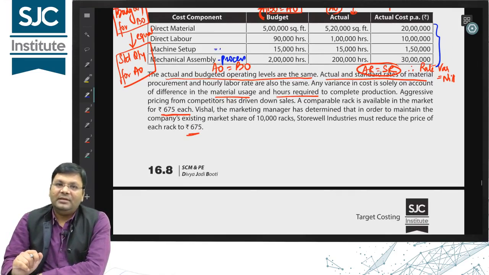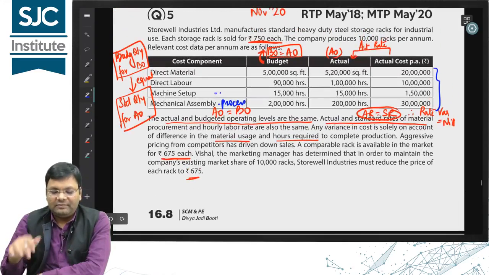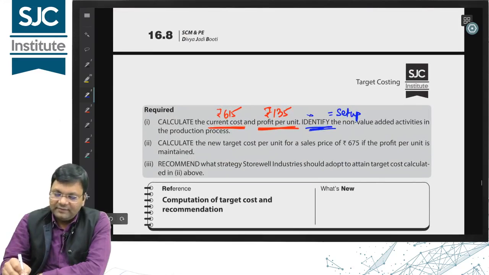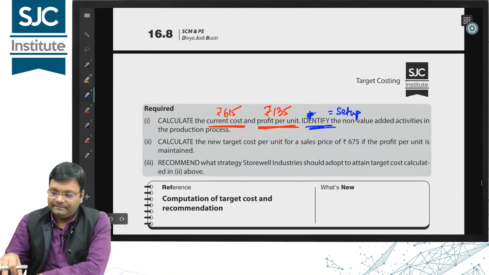How you will minimize it? You can increase the batch size. If in one batch you are producing 1000 racks, you can produce 2000 racks, so number of setups will reduce, so accordingly setup time will reduce. So that way we have to think. So this was something unique here. Usually if you have not done this sum, this doesn't get clicked, that which will be my non-value adding activity.